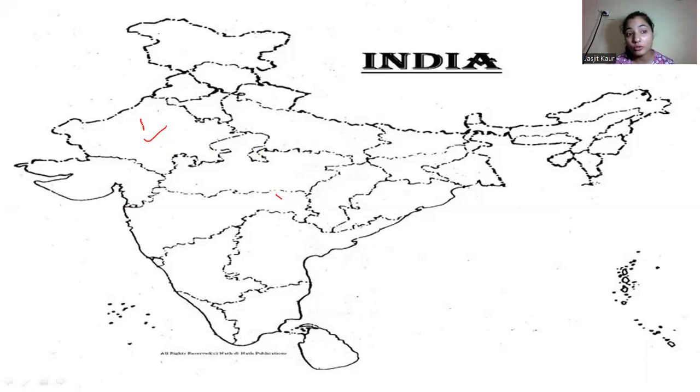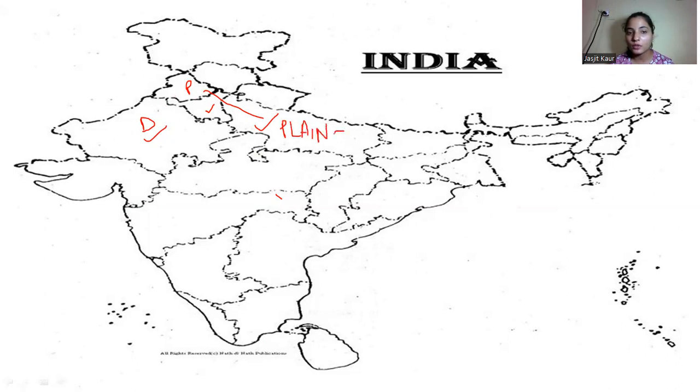Yes, very good. So desert is present here. Now moving forward, which kind of landform is present in Punjab, Haryana or Uttar Pradesh region? Yes, we have plain area present in this region. Yes, plains are there.